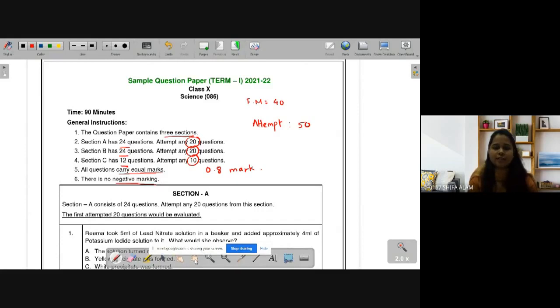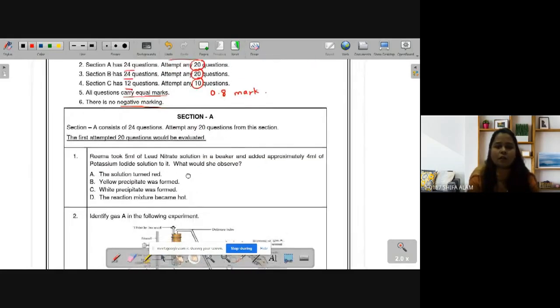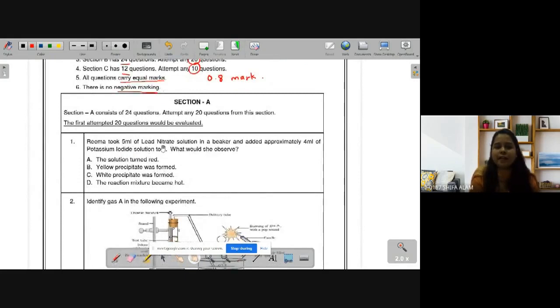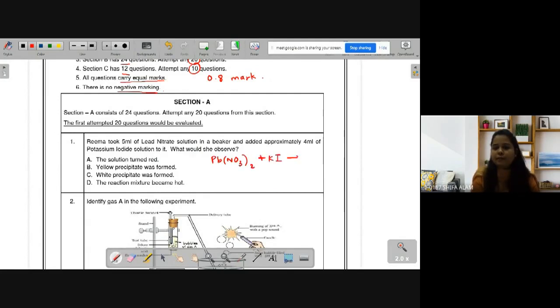The first question says, from section A, that if we take 5 ml of a lead nitrate solution in a beaker and approximately add 4 ml of potassium iodide, what would be the observation? So let's write down the equation. Lead nitrate, when treated with potassium iodide, it undergoes a double displacement reaction and gives us PbI2 plus KNO3, right? Now this lead iodide salt which is formed, it is insoluble and forms a yellow color precipitate.